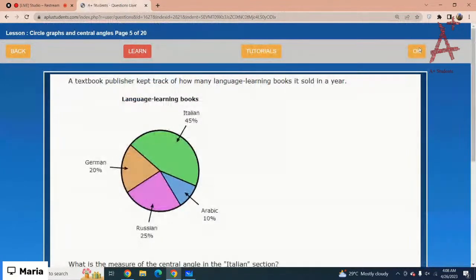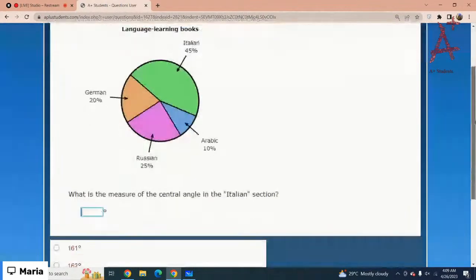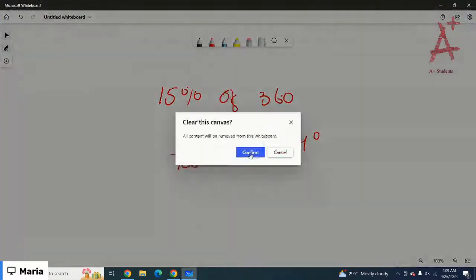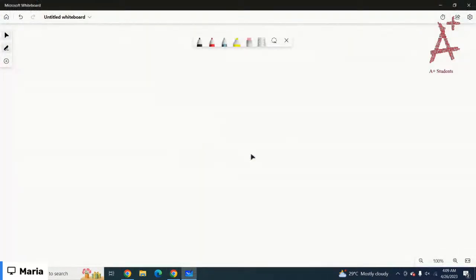Okay, the next one is a textbook publisher kept track of how many language learning books it sold in a year. What is the measure of the central angle in Italian section? So Italian is 45%. That means you need to do 45% of 360. It would be 45 over 100 times 360.